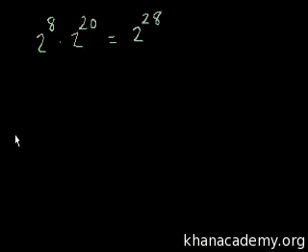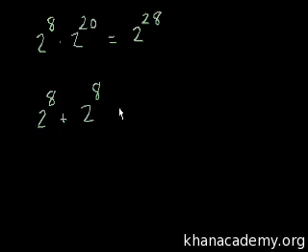If I had 2 to the 8th times 2 to the, let's say, 20th, well, we know we can add these exponents. So that gives you 2 to the 28th, right? What if I had 2 to the 8th plus 2 to the 8th? This is a bit of a trick question. Well, I just said if we're adding, we can't really do anything. We can't really simplify it.